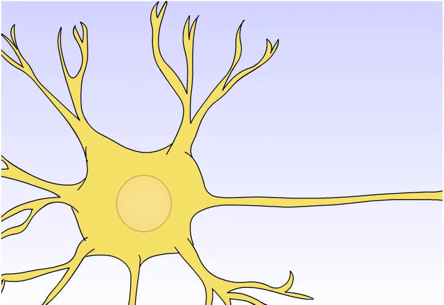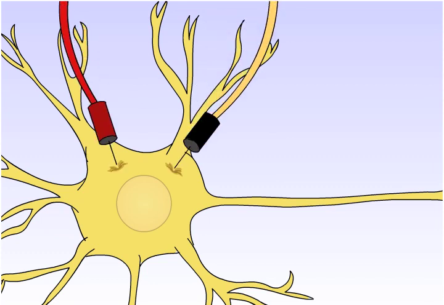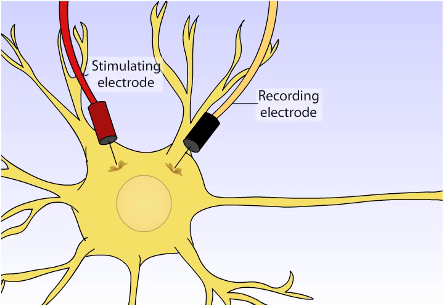In order to study how action potentials are generated, we will first insert two electrodes into the neuron, one to record the membrane voltage and another to inject current that can be used to push the membrane voltage toward more positive, or depolarizing, or more negative, or hyperpolarizing, voltages.